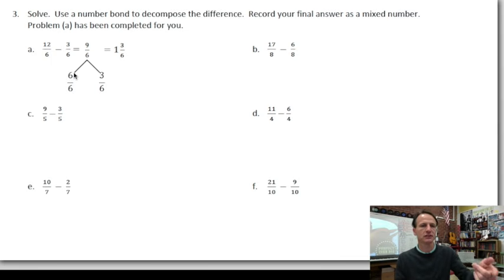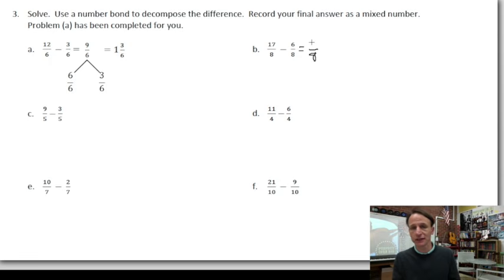They said 9 sixths is 6 sixths, which is 1 whole, and 3 sixths. 6 and 3 are 9 sixths. And then record our final answer as a mixed number. As you see they've done here, that 6 sixths is equal to 1 whole, with the 3 sixths is 1 and 3 sixths. And we just looked at problem A. It's been completed for us. Let's just jump in and do one. So here we're talking about eighths, right, Ed?